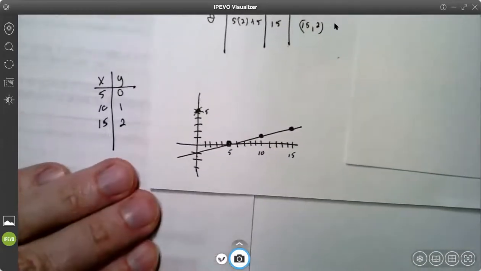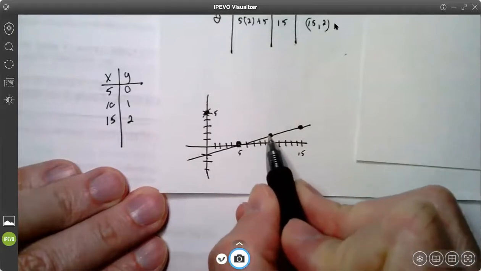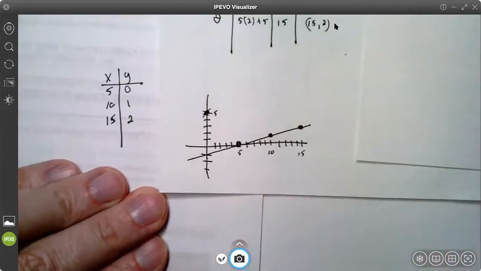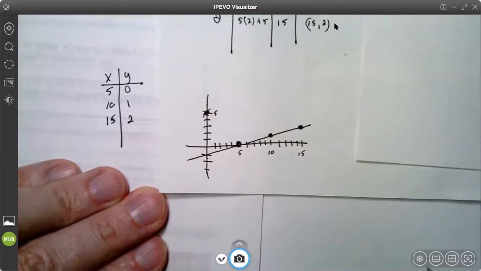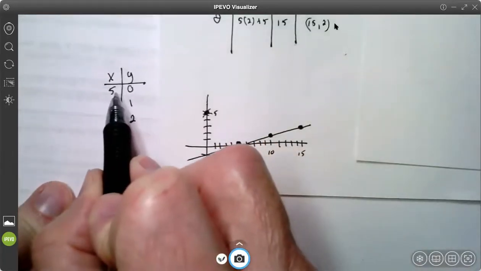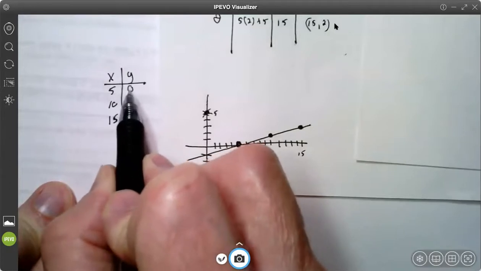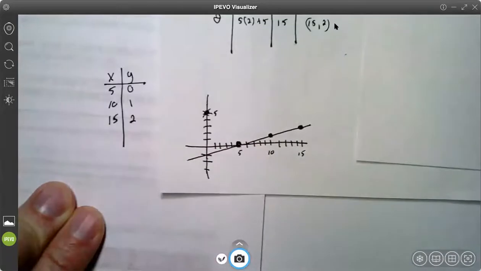Here are those coordinates graphed. 5, 0, 10, 1, 15, 2. My x-intercept is 5, and my y-intercept is -1. Notice on my table that if I want to know what my x-intercept is, I find the 0 value for y. There's my x-intercept, 5. Anytime you're looking for intercepts, if you look for the x-intercept, your y value is 0. If you look for the y-intercept, your x value is 0.